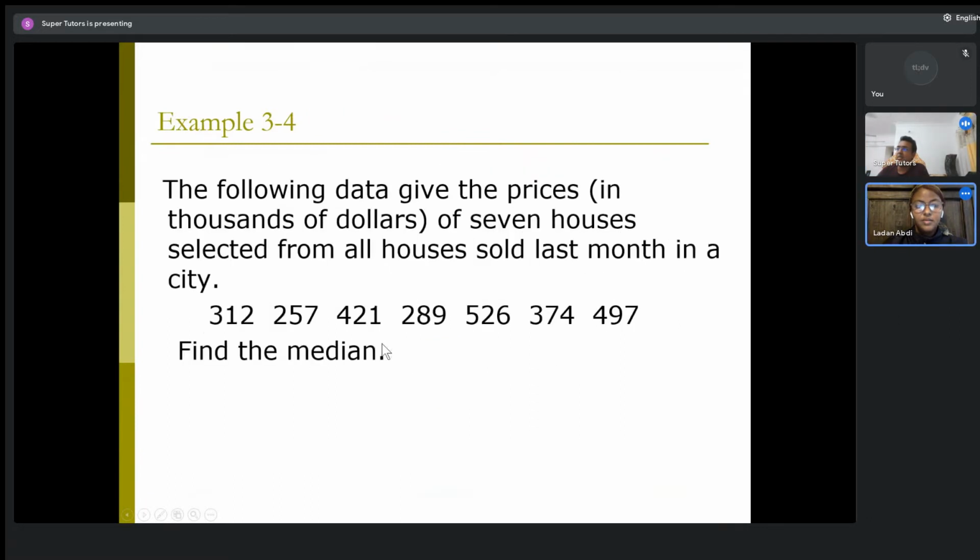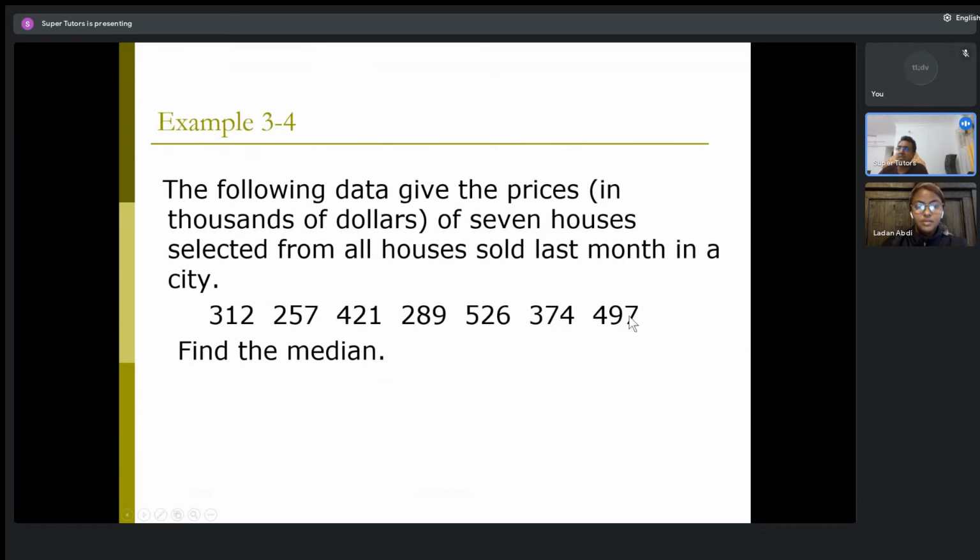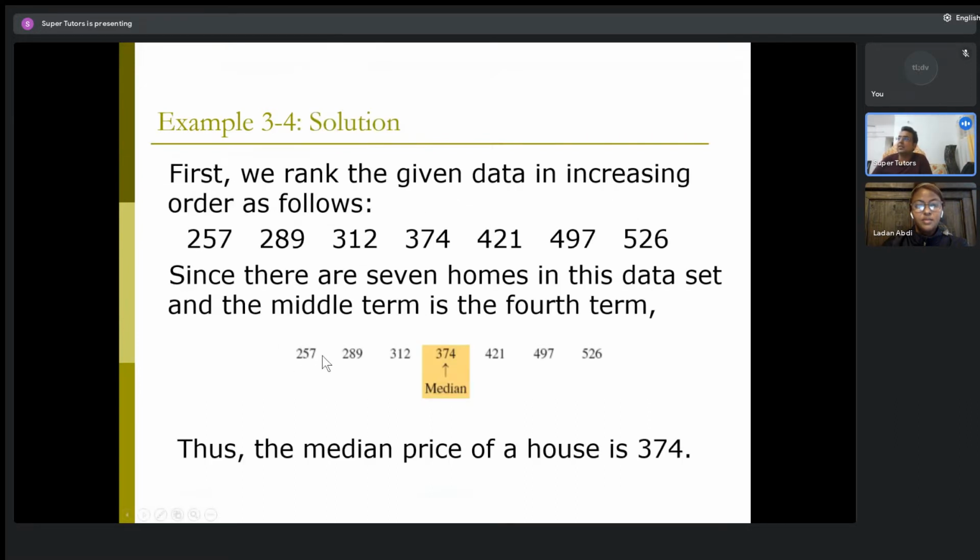And then what's the second step? Simply find the middle term. Now, if I have seven terms, which one will be the middle term? Think and answer. Just 1, 2, 3. The fourth one. Fourth term, absolutely correct. So all I would do is I would arrange it first and then grab the fourth term, which becomes my median. Is it straightforward?